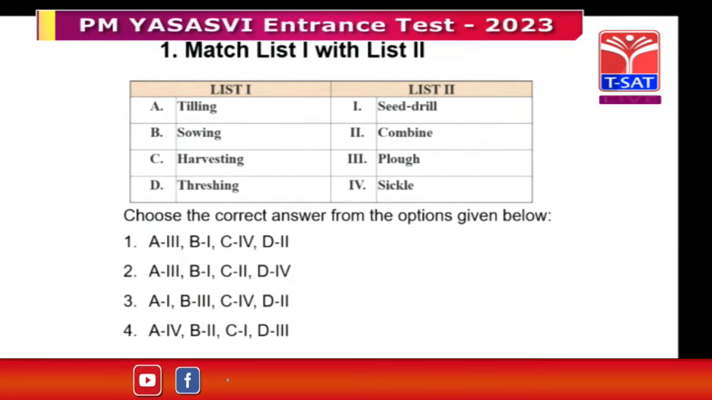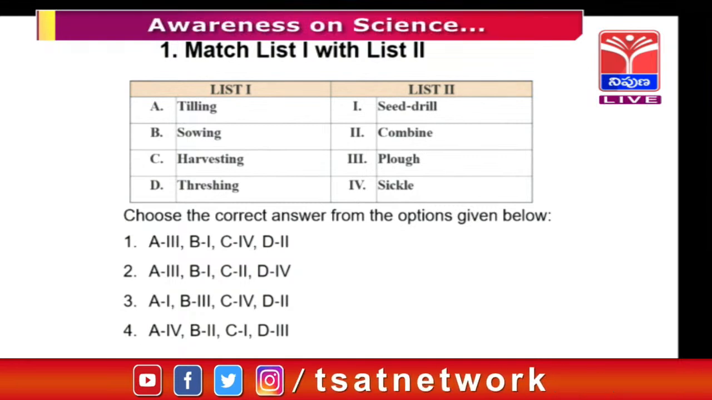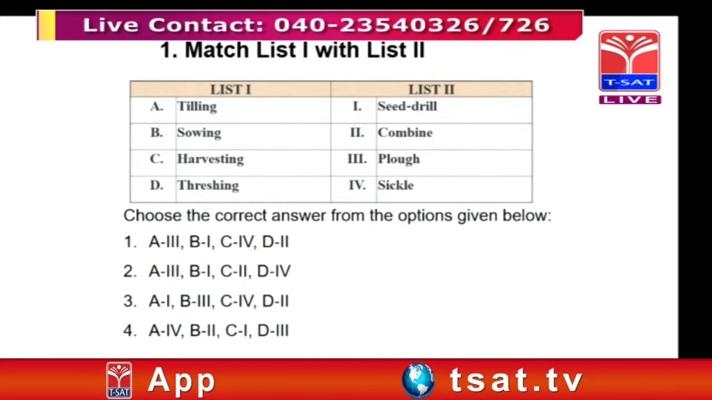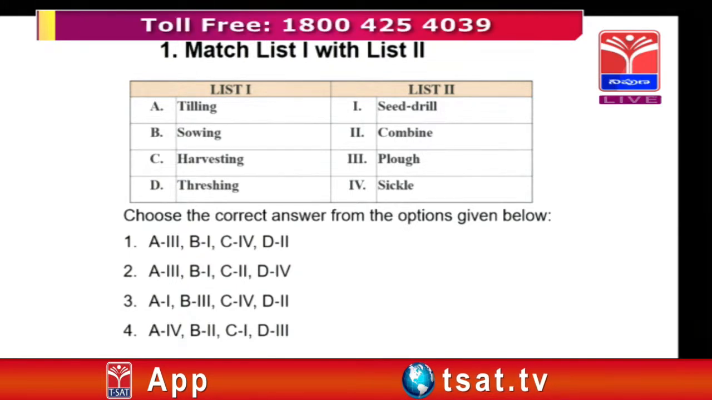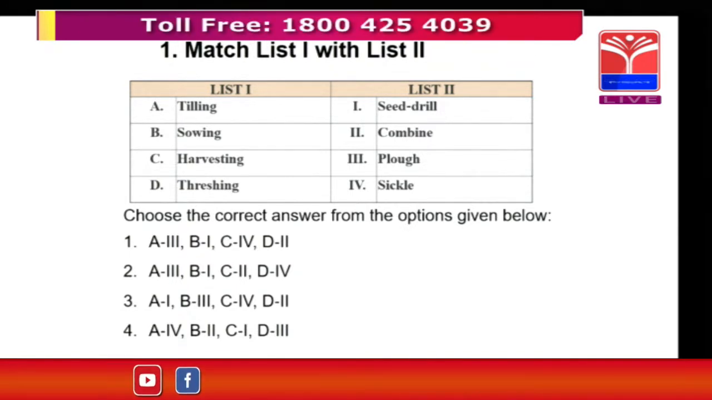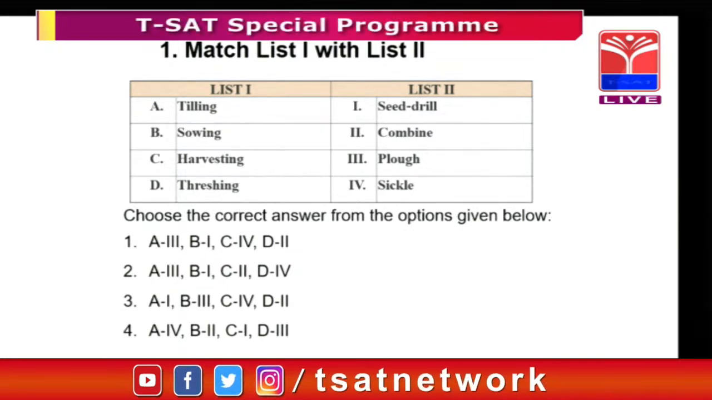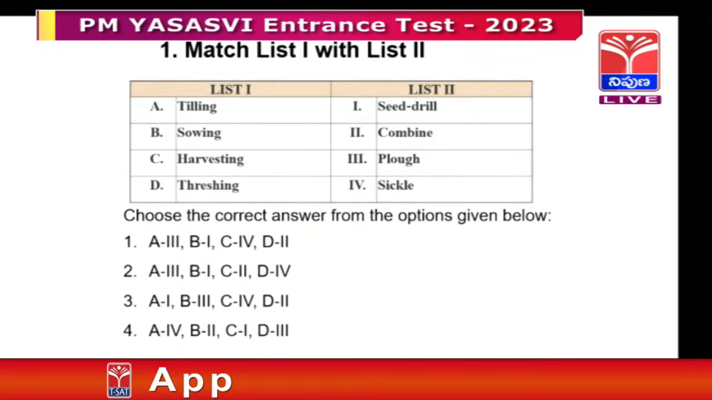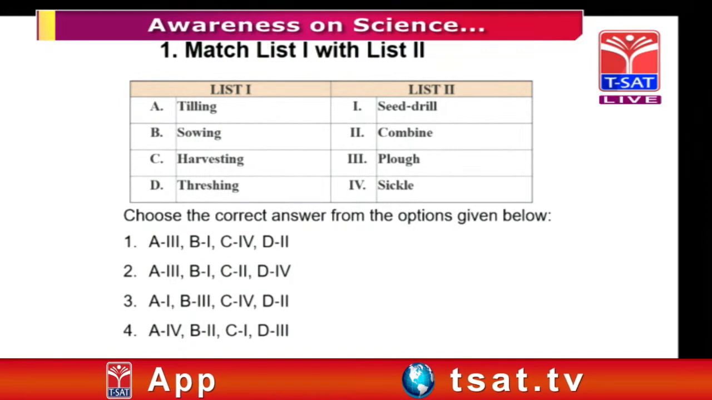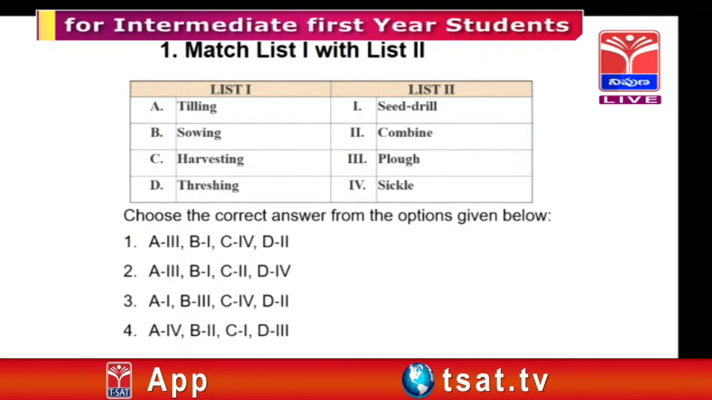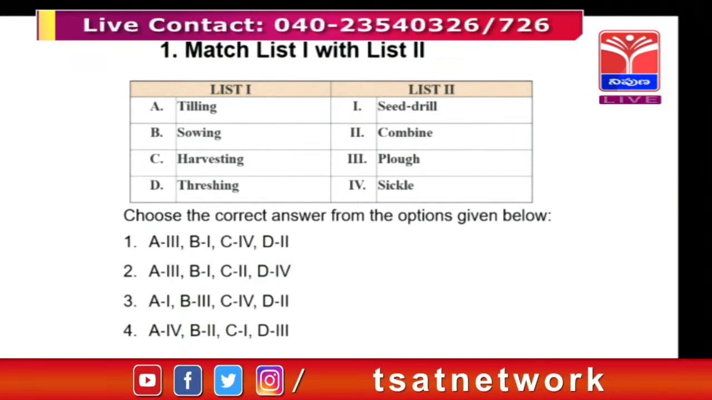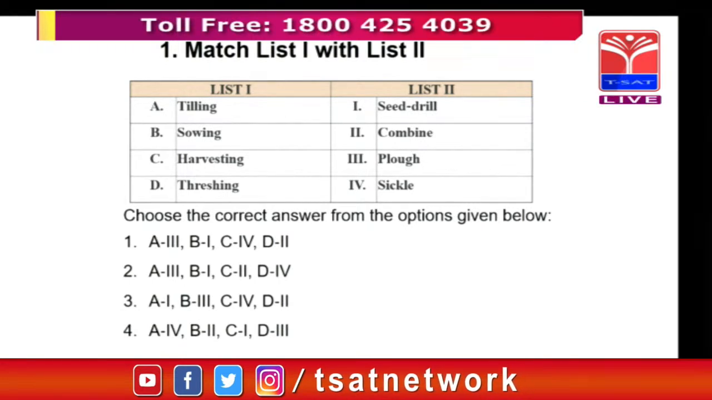In list 2 these are the methods we follow. If you look at the list 1 terms: tilling, sowing, harvesting, threshing; and in list 2: seed drill, combine, plough and sickle. Just look at the list 1 words and list 2 words and match them. See, below there are options. You have to be very careful and match yourself before looking at the options.